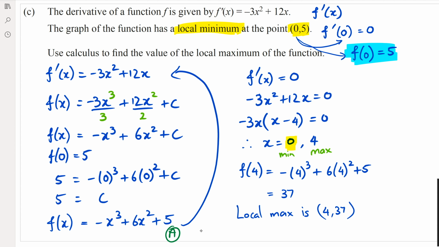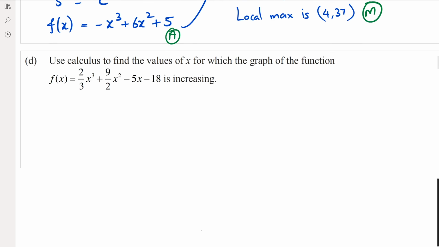So grades wise, guys, f of x found is achieved, or f dash of x equals 0 and x equals to, so when you find this isn't achieved, but merit is that final grade. All right, let's go to the next question.